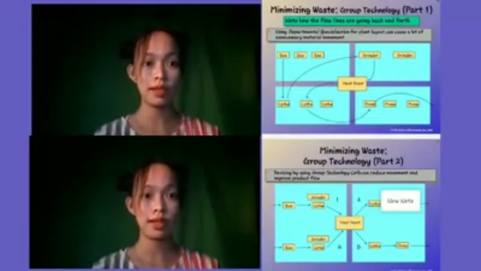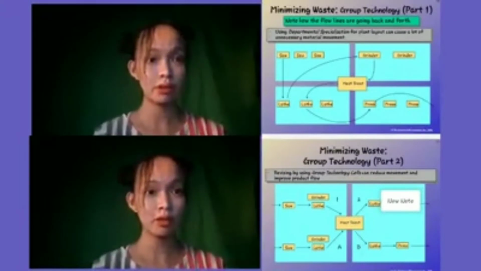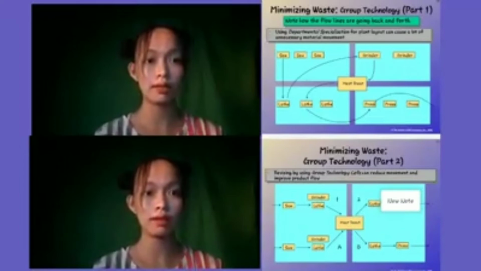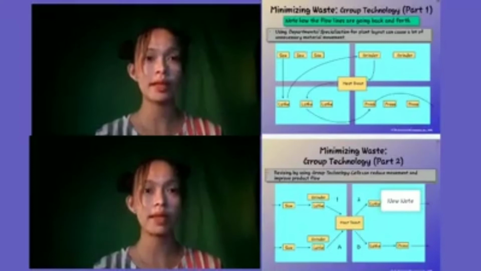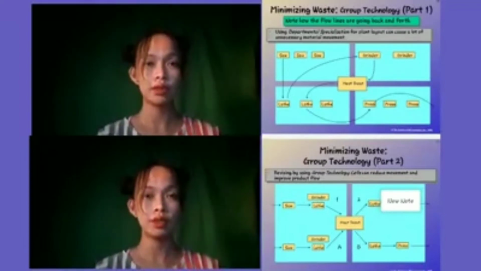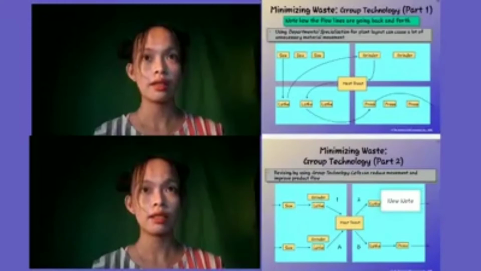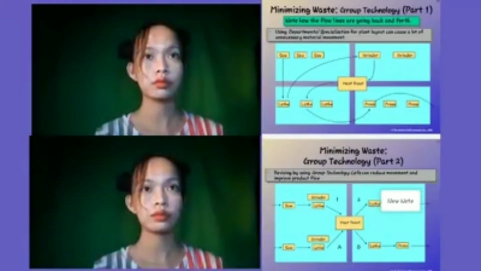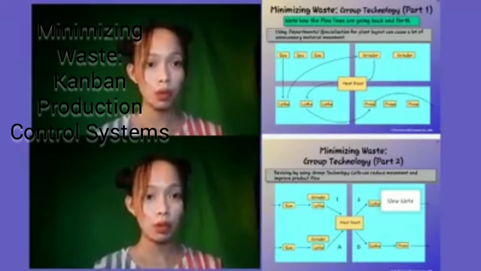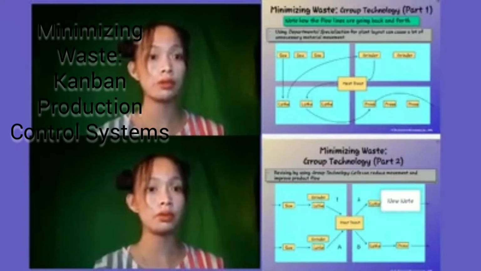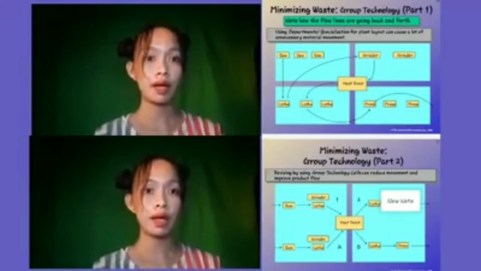So, ayun, dito nga po sa presentation ko, may makikita nga po kayong dalawang diagram dyan, which are Group Technology Part 1 and Group Technology Part 2. Siya po yung nagpapakita ng minimizing waste. So, dun nga po sa una makikita natin, note how the flow lines are going back and forth. So, kung baga ay pabalik-balik yung flow nung product. Yung process niya pabalik-balik.